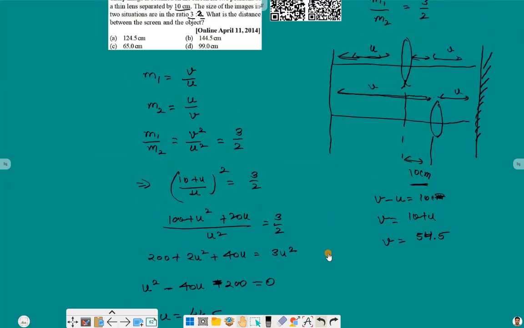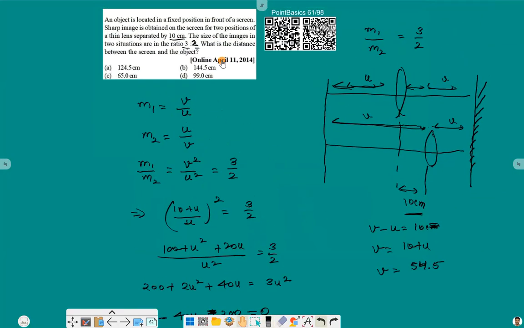And now let us check. We have to find out the distance between screen and object. So the distance between screen and object will be u plus v. So u plus v, that will be 54.5 plus 44.5. This will give us 99. That is option D here. Let us move ahead.